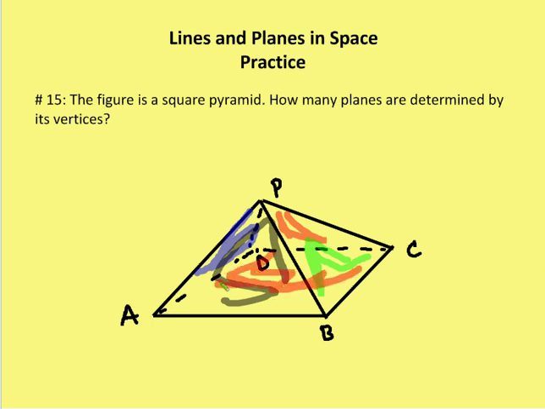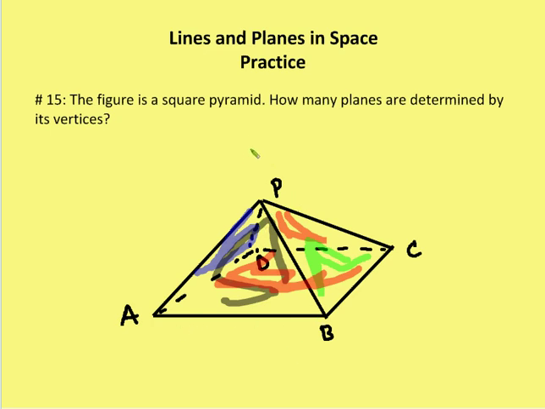My base is here. So ABC, APB, BPC, CPD, and APD all determine 5 planes. Now we also have 2 other planes that might not be readily apparent to you. There are actually 2 that slice the pyramid right in half. One is DPB and the other is APC.